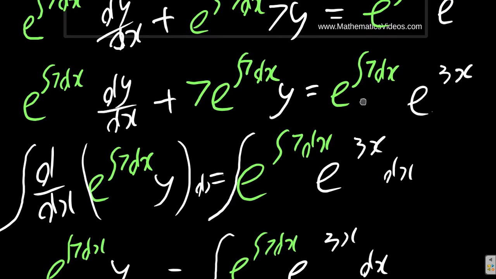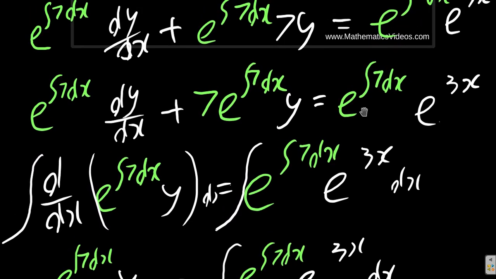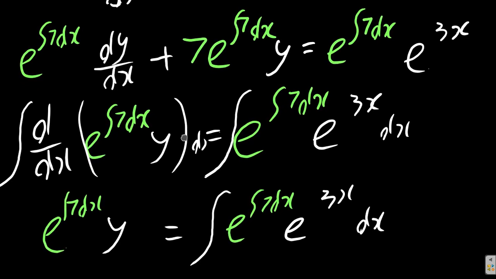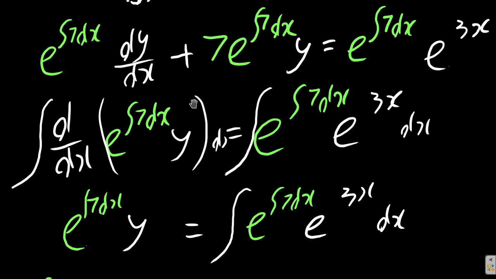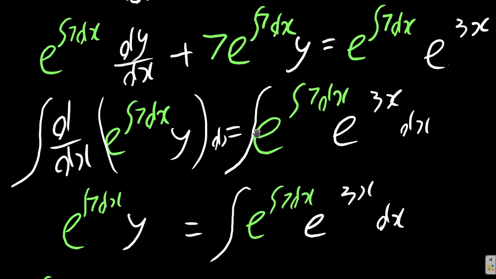And then we have what we have here. We recognize it as the result of differentiating using the product rule. So what we have is the derivative with respect to x of this product, e to the integral of 7 dx times y, alright? And that's equal to e to the integral of 7 dx e to the 3x. Then we integrate both sides.